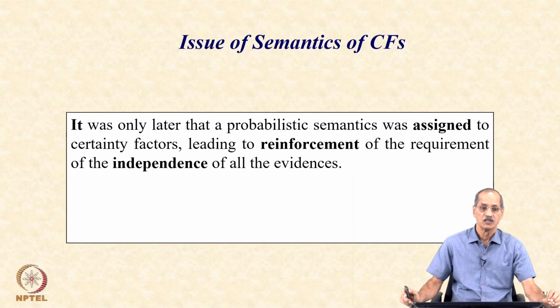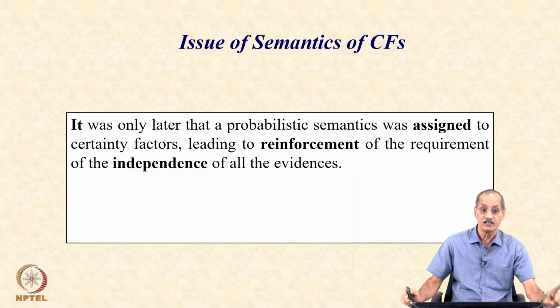Now, of course, later when people realized that there was an issue and there was a need for a probabilistic semantics, it was assigned to certainty factors, which led to of course the reinforcement of the requirement of the independence of all evidences. See, this is where the issue was.